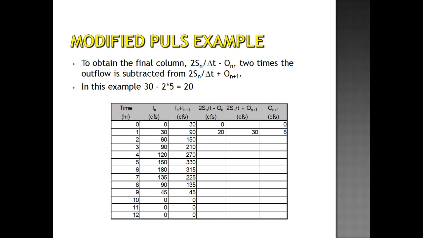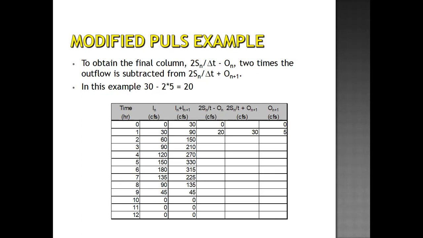Here, in the modified pulse example, to obtain the final column 2S_n/Δt − O_n, 2 times the outflow is subtracted from 2S_n+1/Δt + O_n+1. In this example, 30 minus 2 times 5 is equal to 20. At time 0 hours, I is 0 CFS, I_n+1 is 30, and 2S_n/Δt − O_n is 0, with O_n+1 at 0.